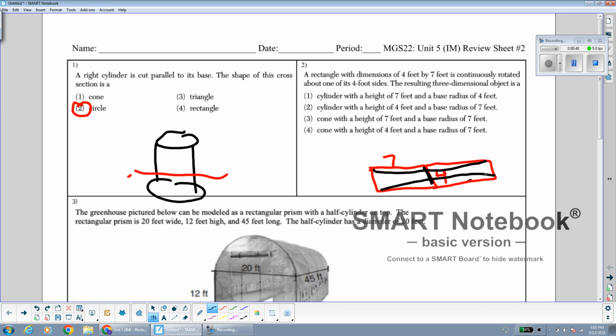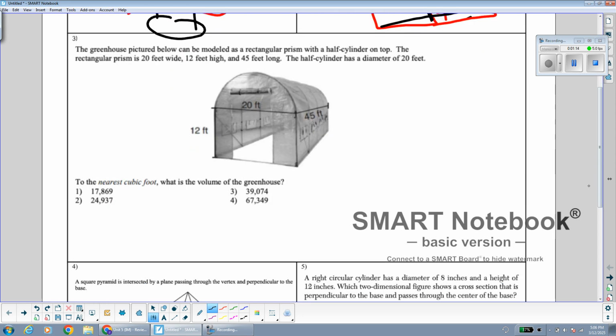The part that is the flat surface is going to start looking more curved, and we're going to end up with a cylindrical shape over here. So it looks like we're going to have a cylinder with a height of 4 feet and a radius of 7. So let's find that one, a height of 4 feet and a radius of 7. Be careful about that.